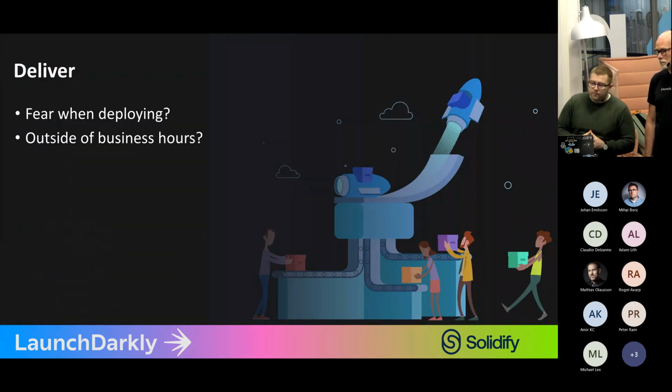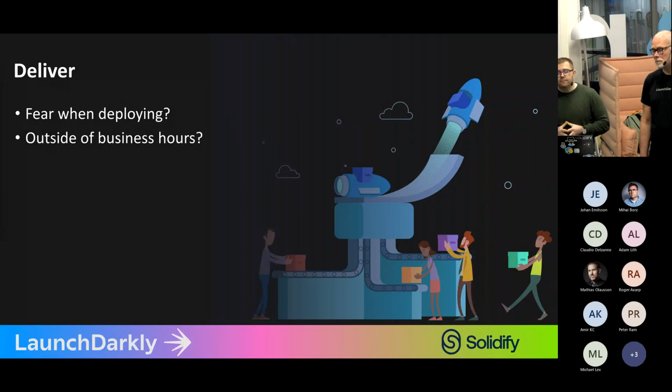And then let's go through the deliver phase. So how many in this room or even online are stressed when they release new software to production? Hands up. Okay. How many deploy outside working hours? Okay. So well, that's an indicator that there's room for improvement, right?